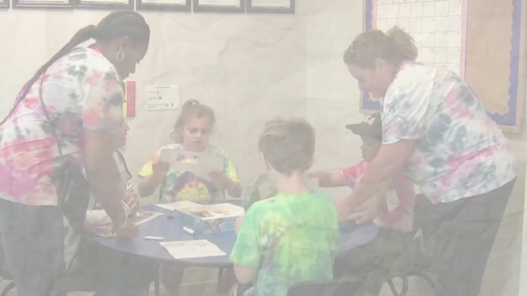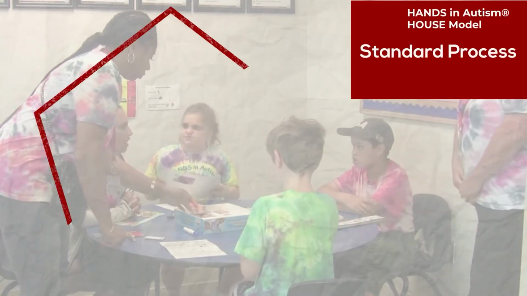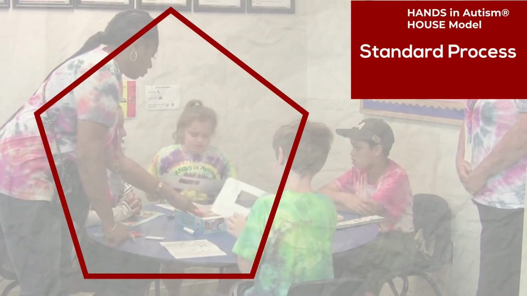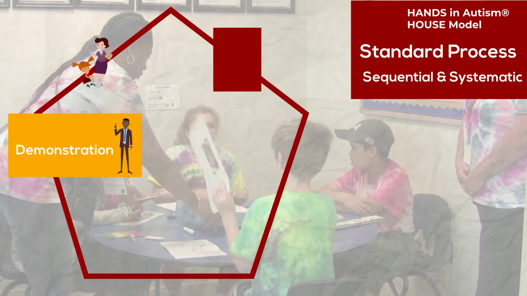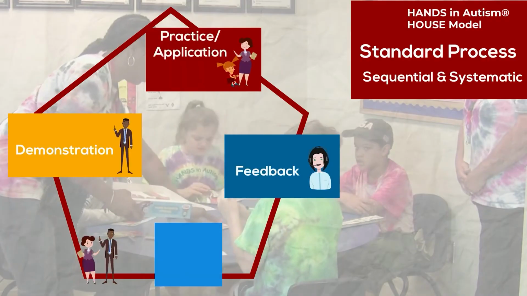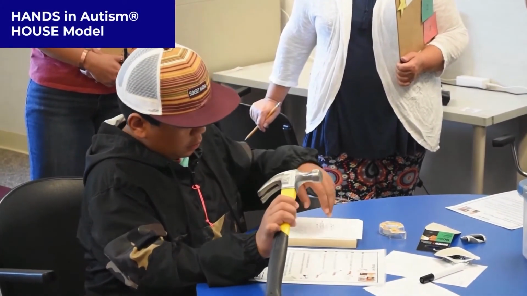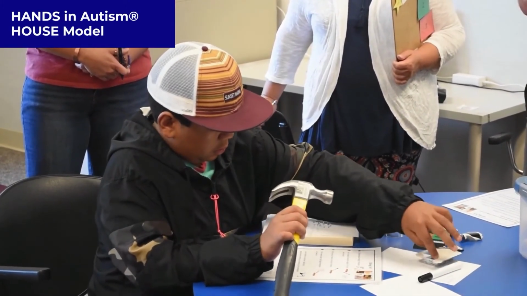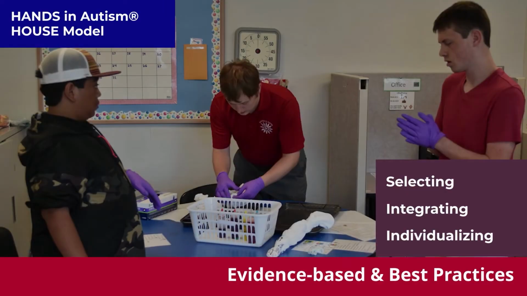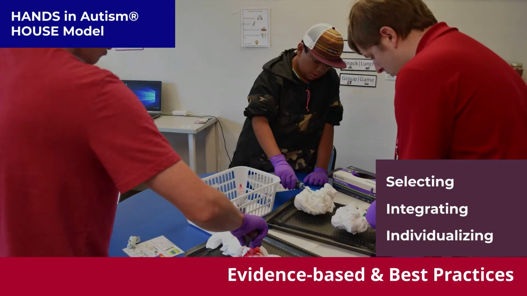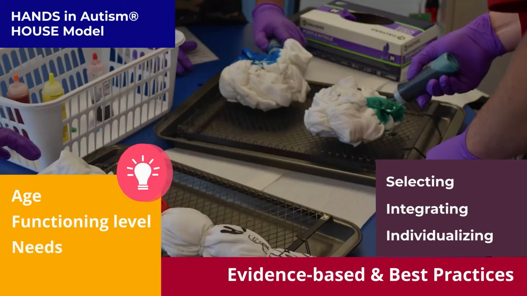The training of providers and caregivers follows a standard process, in which the curriculum components, structured within the house framework, are sequentially and systematically trained using common methods, such as demonstration, practice, feedback, coaching and mentoring. The ultimate goal of the Hands and Autism model is to support the development of skills of providers and caregivers in critically selecting, integrating, and individualizing the evidence-based strategies that most easily and effectively meet the needs of each individual with ASD, regardless of age, functioning, and skills.